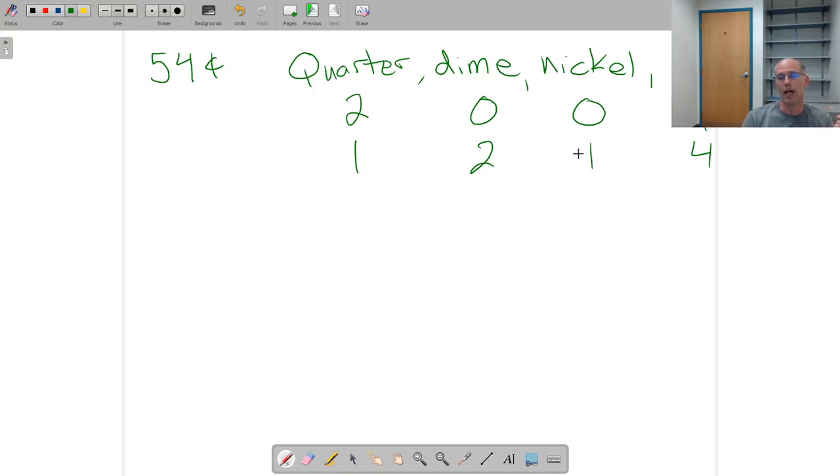Well, I can't get rid of this nickel and trade it for some pennies because then I'd have no nickels, and she said she had at least one nickel. So the best I can do here is trade in a dime. So let's see, I keep my quarter because she said she has at least one quarter, and I'll keep one dime and trade that for two nickels. So that gives me 2 plus 1 is 3, and then I still have the 4. See, did I do that right? 25, 35, 40, 45, 54. Yeah, this still comes out to 54 cents, and she says, no.